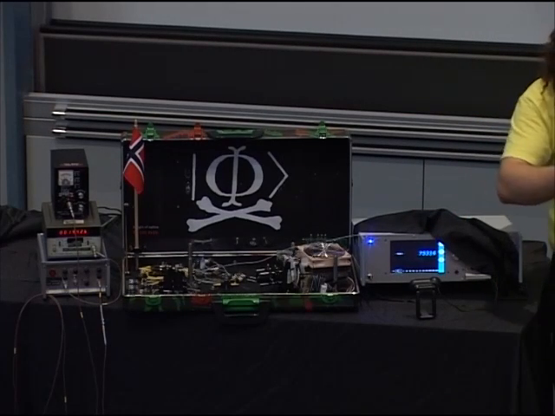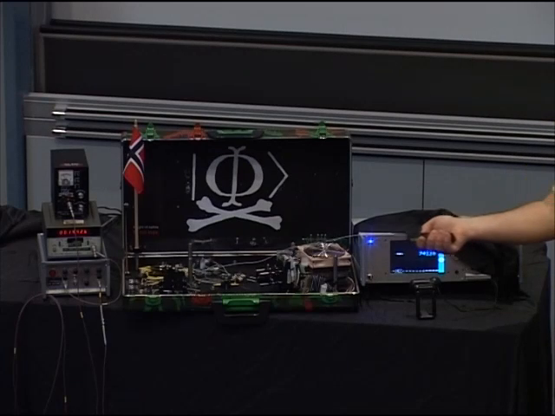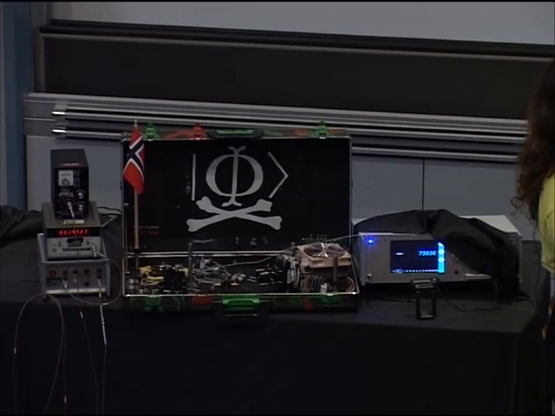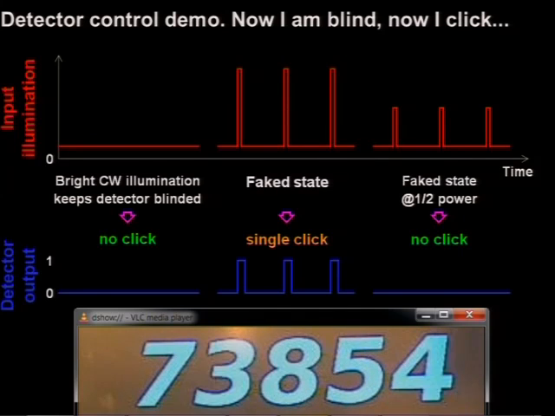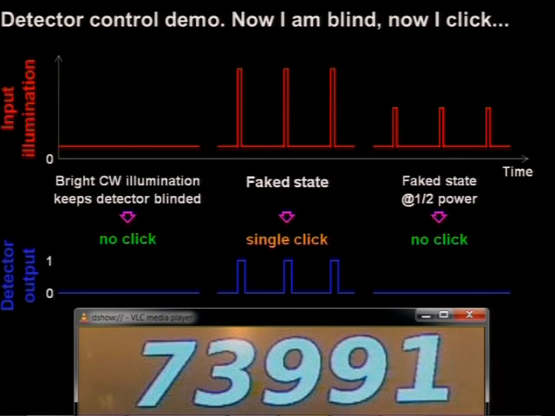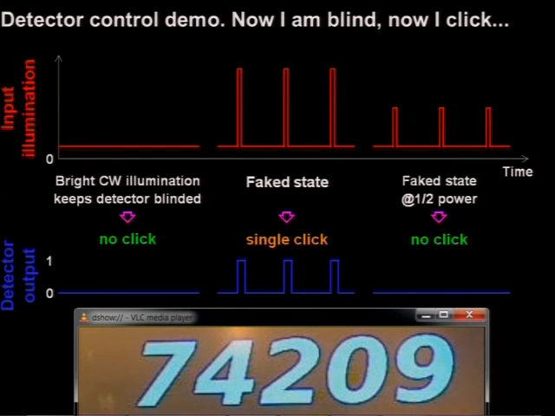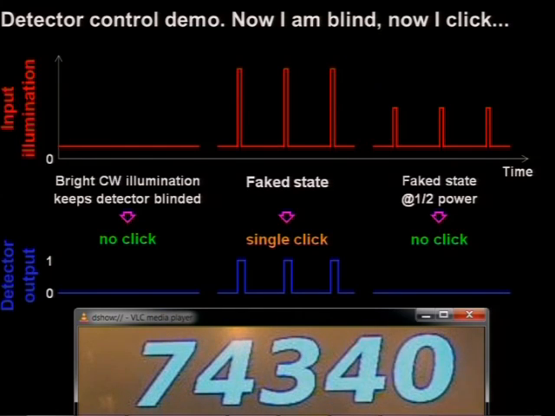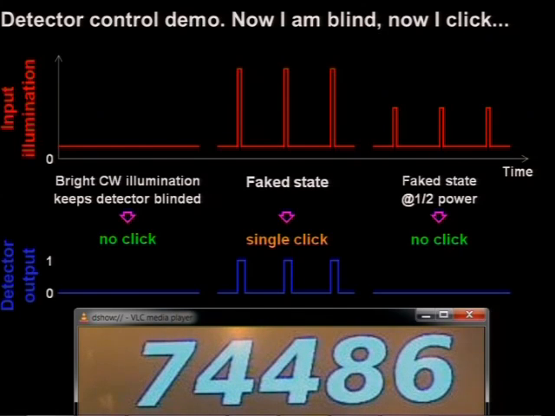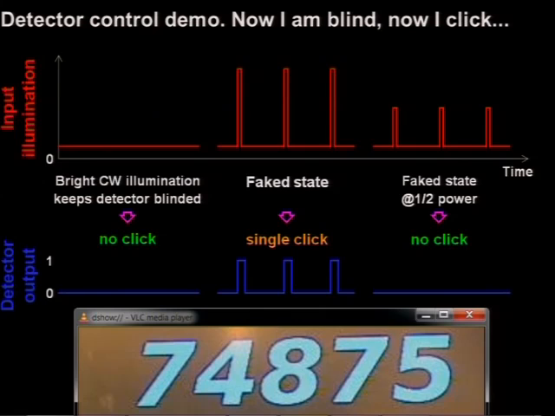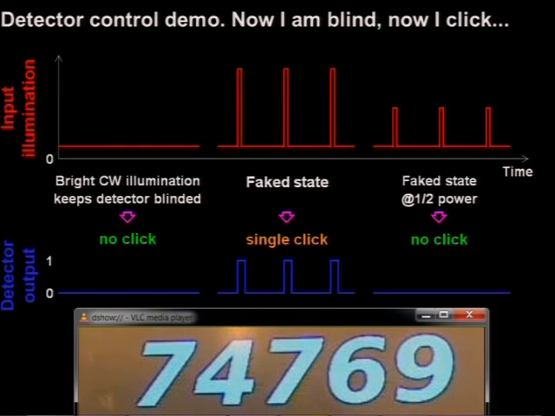Now, what will I do? I will use the lasers in the setup. First, I will use one laser to apply continuous wave light to the detector and see if it becomes blind. And then I will use another laser to apply pulses of light in addition to continuous wave light and see if the detector will produce a single click for each input pulse of light. Let's go on to the demo.